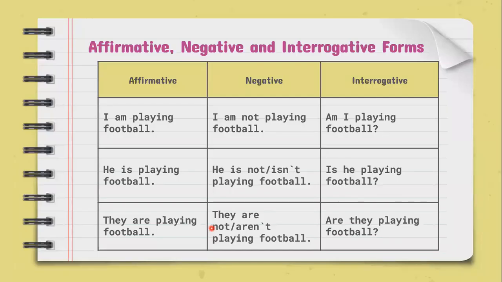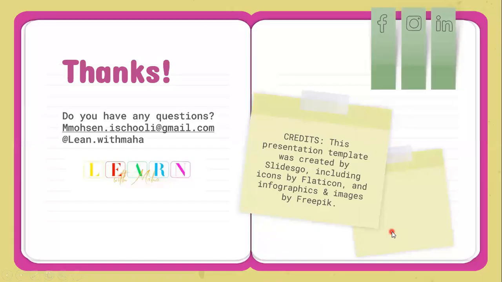Okay, here we have more examples. Affirmative, I am playing football. Negative, I am not playing football. And interrogative, am I playing football? Here, with is, the verb to be, he is playing football. He is not or isn't playing football. Is he playing football? So we have am, is, and are. With are, they are playing football. For example, they are not or they aren't playing football. And then in the question form, I start with the verb to be. So are they playing football?